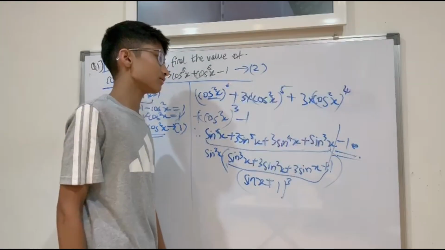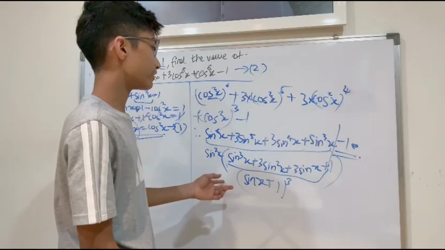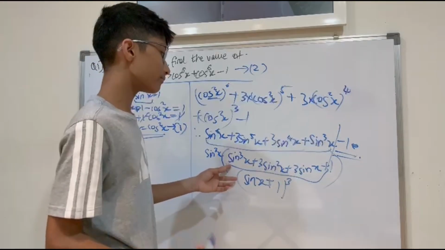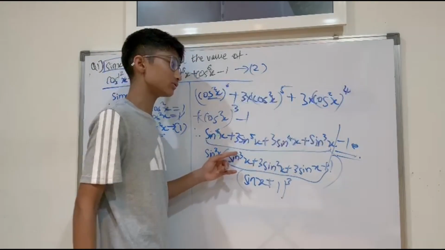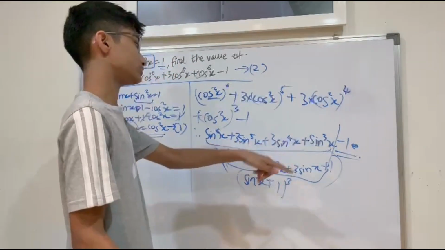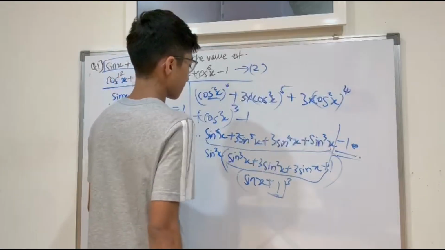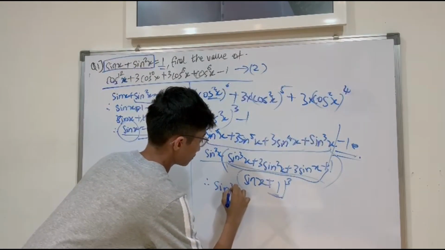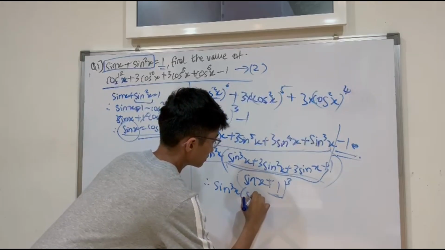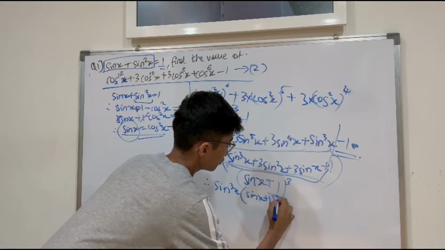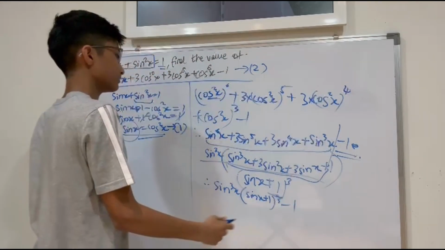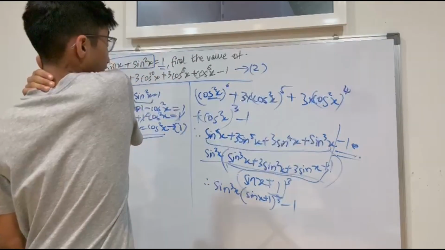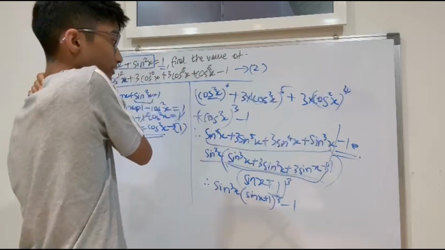Now it's very tough to identify this type of thing, because with more and more practice you will be able to substitute these long equations into this. So we get nothing but sine cube x into sin x plus 1 the whole cube, minus 1. We got this new equation, and now what do we have to find? We just have to find the value of this.